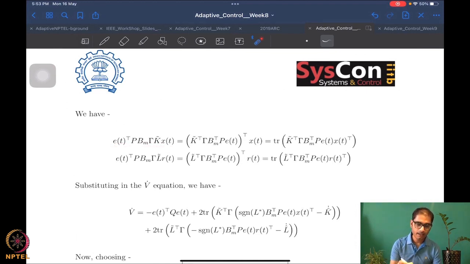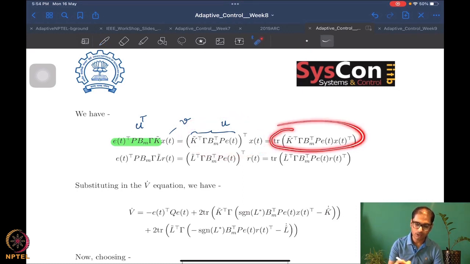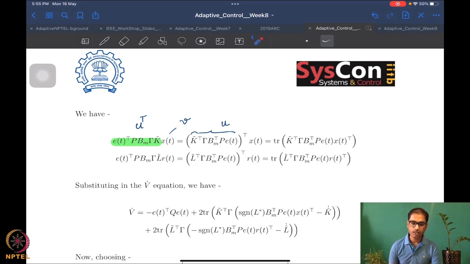If you look at this term, I know this is a scalar. So what do I think of this whole piece? This entire piece until here, I think of as my U transpose, and this is V. Of course this is U, because I took the transpose, and that's V. And I know that the inner product here is the same as the trace of the outer product, which is UV transpose. So what do I write it as? I just write this as U. So this whole thing is U, K tilde transpose gamma BM transpose P E. So this is the U, and then this is V transpose. Okay, so I get something like this.